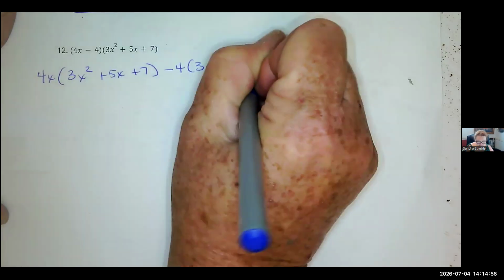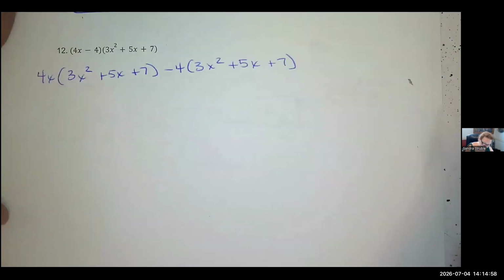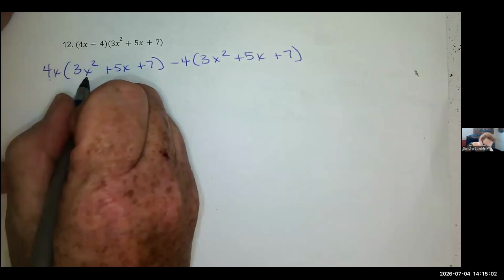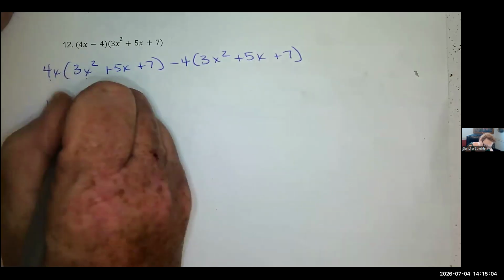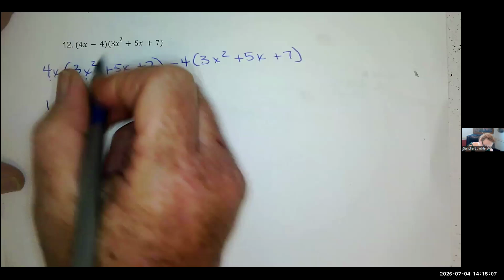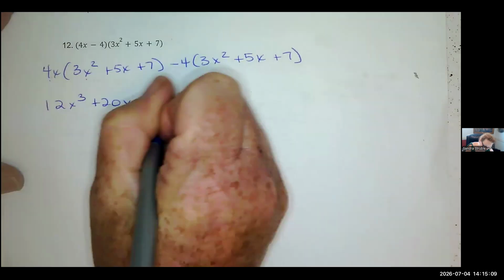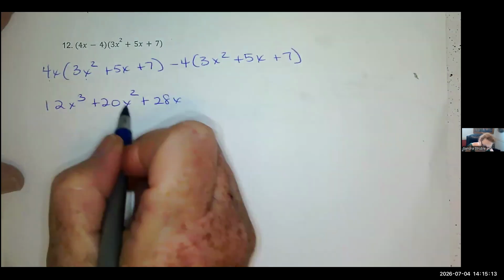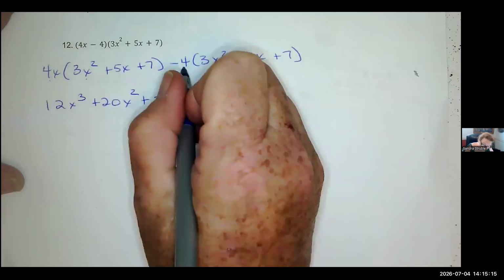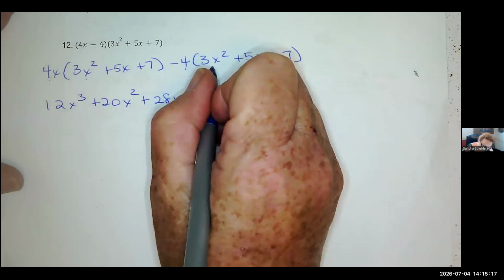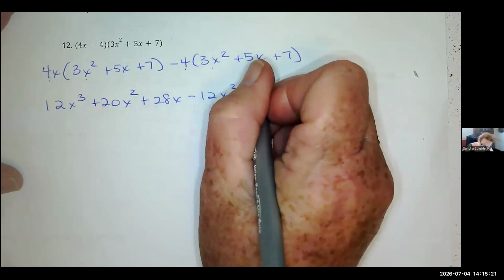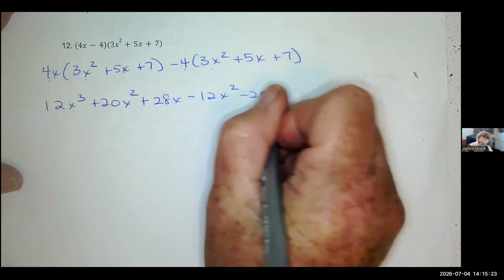Okay. All right, so 4x times 3x squared is 12x cubed. 4x times 5x is 20x. 4x times 7 is 28x. I forgot a square there. It's 20x squared for this one. Negative 4 times 3x squared is negative 12x squared. Negative 4 times 5x is negative 20x. And negative 4 times 7 is negative 28.